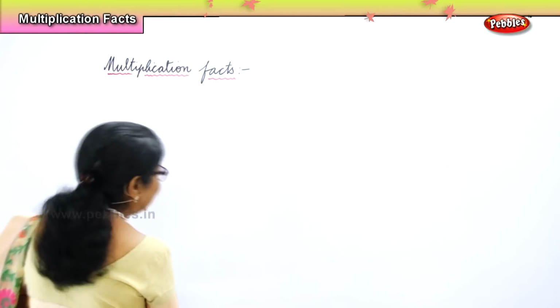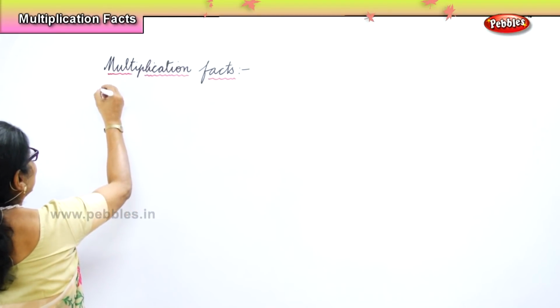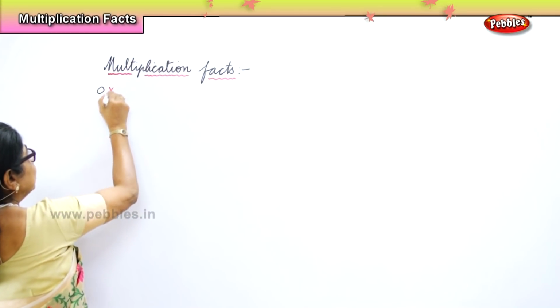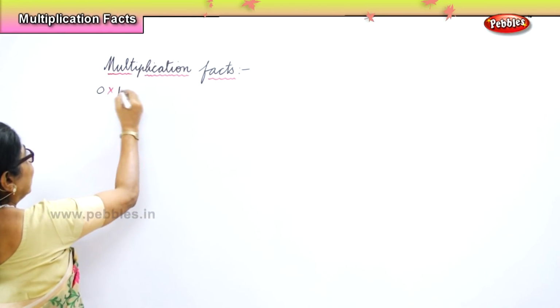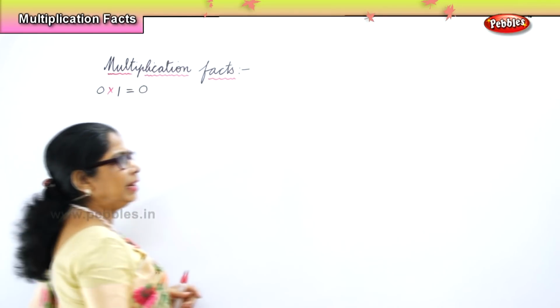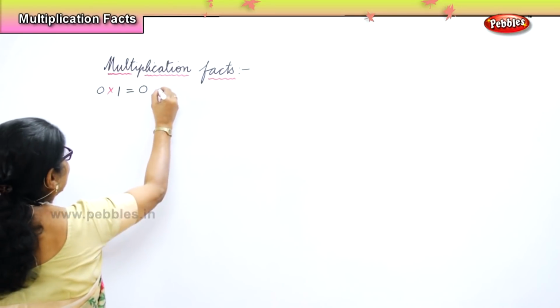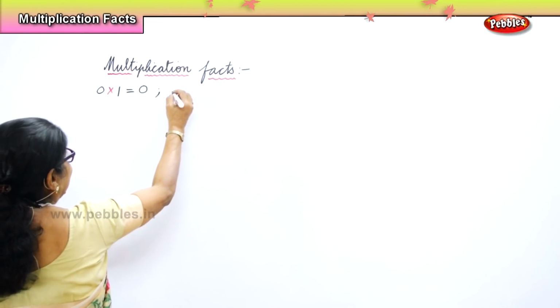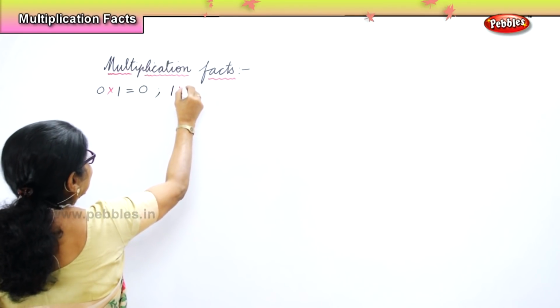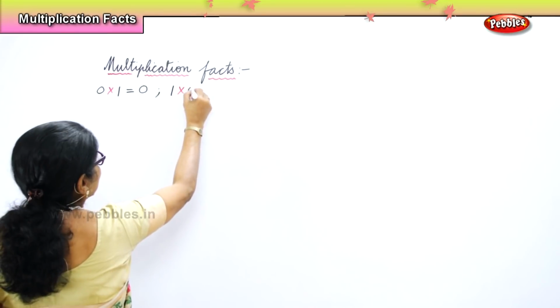Okay, now let's look very carefully. Now, I said 0. So, 0 into 1 is equal to 0. You multiply 0 by any number, you will only get 0. That you must remember. Okay. Now, if you say 1 multiplied by 0, it's also the same.